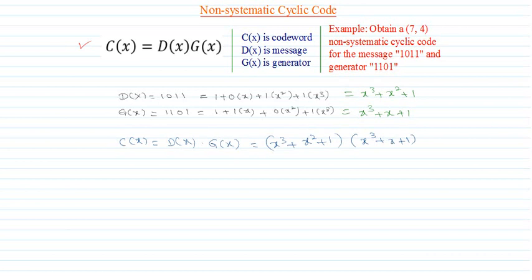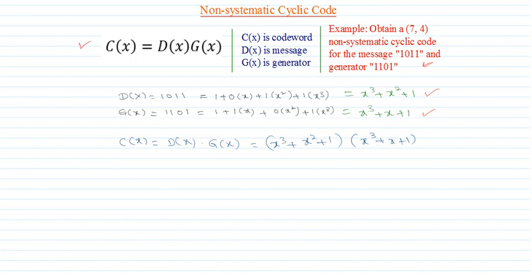So the same example I have taken here for generating non-systematic cyclic code. So first step, as we have done in the previous case, express this d of x and g of x as a polynomial. So we have already done, it is x cube plus x square plus 1, and this is x cube plus x plus 1, the same thing that I have copied from the previous slides. So then we have to find out what is c of x. For that we have to multiply this d of x and g of x polynomials.